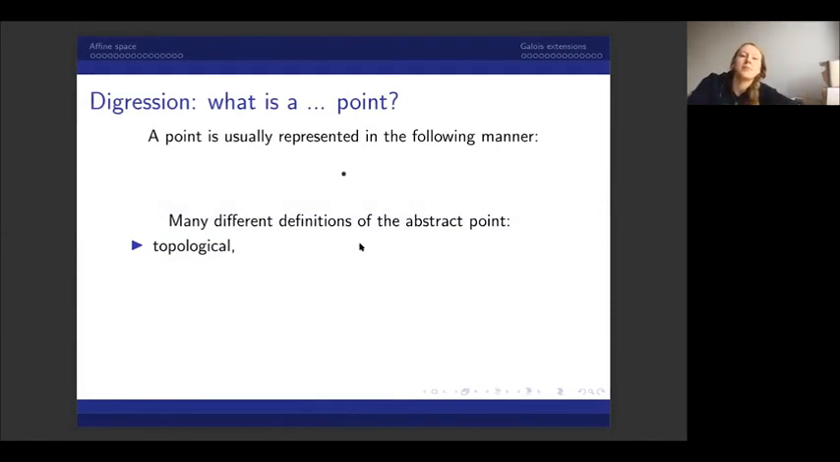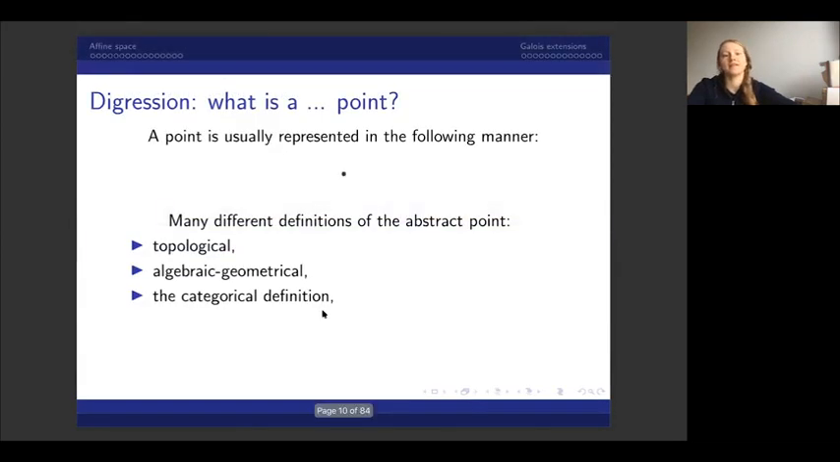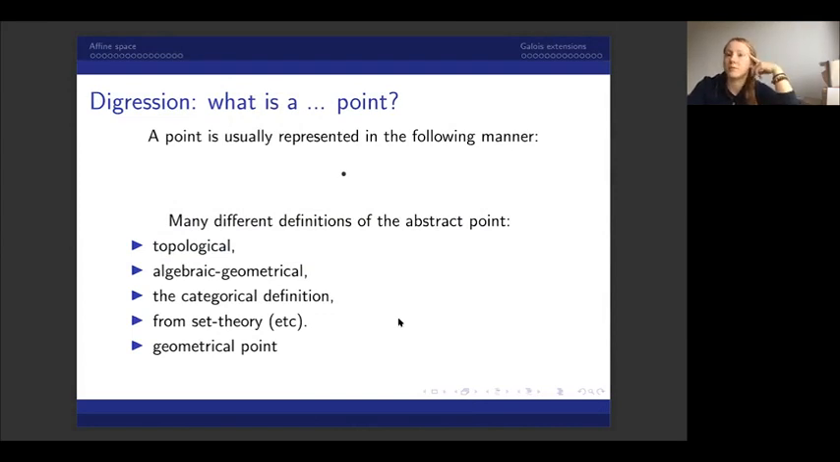As I said, you represent a point in this way. You just draw something like this, like here. And you have many very different definitions of the notion of abstract point. The topological one, the algebraic geometrical one, which turns out to be very nontrivial to define. We're going to define today the notion of point from the algebraic geometry point of view, and it's going to take the whole lecture. And you have the categorical framework to define the point, a set theoretical definition too, the geometrical point, the number theory definition of a point also, and so on. You have many other definitions. So this is the problem of today.